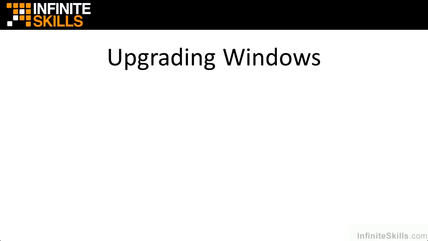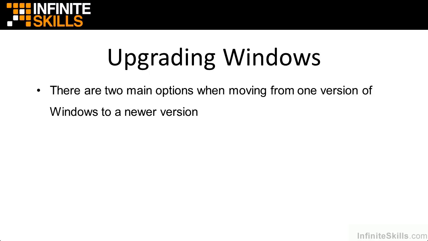Now, from time to time, Microsoft releases a new operating system. Windows XP replaced Windows 2000, Vista replaced XP, Windows 7 replaced Vista, Windows 8 now will eventually replace Windows 7. So when these new versions come out, we need to upgrade the Windows versions that are on the machines we're supporting. Now you have two main options when you're moving from one version of Windows to a newer version.